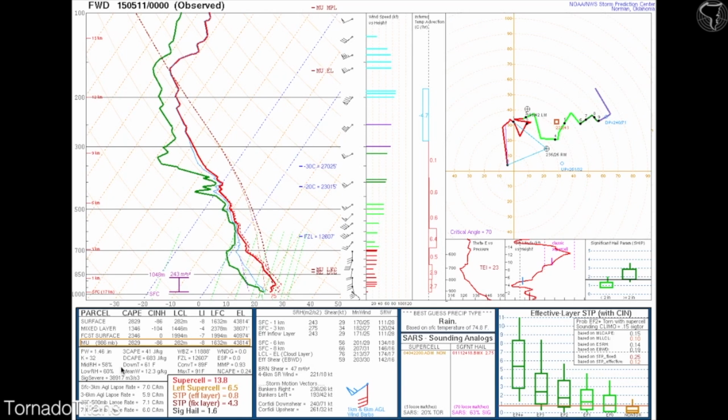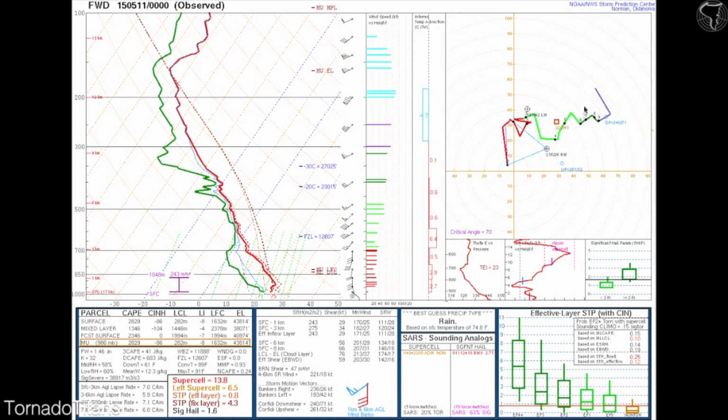And then it just takes off. But it's only 1346. So it's not 2800 surface CAPE, 1300 mixed layers. That's enough to do some damage for sure. And again, you see the photograph. It's really big here in the lower levels. There's a lot of wind shear. You can see it here.